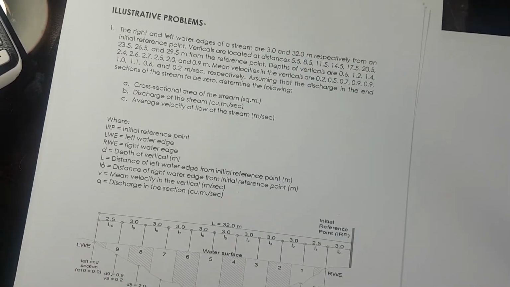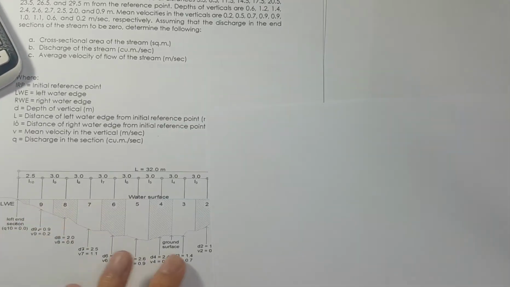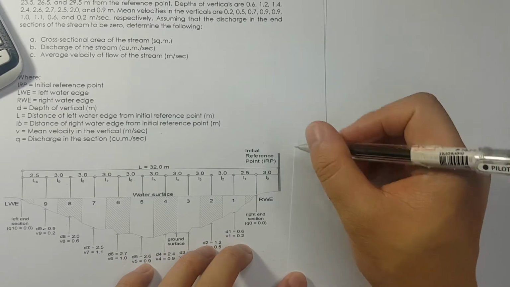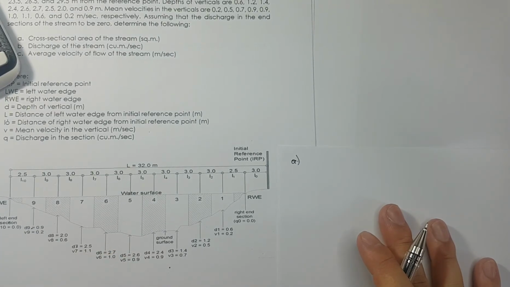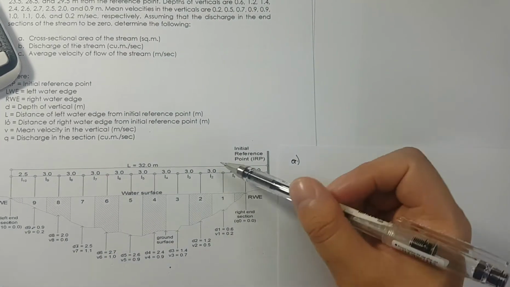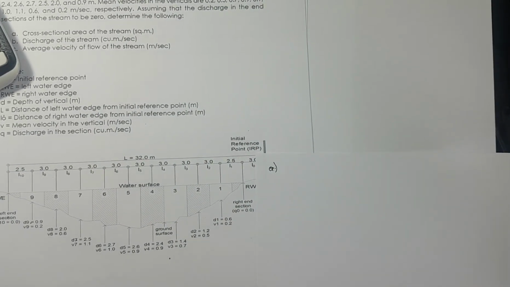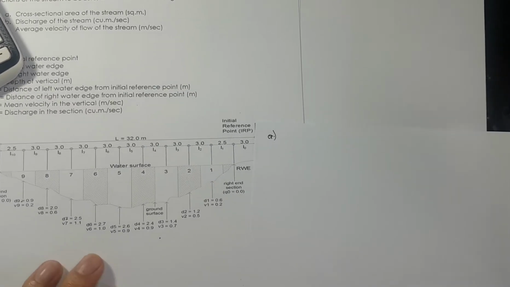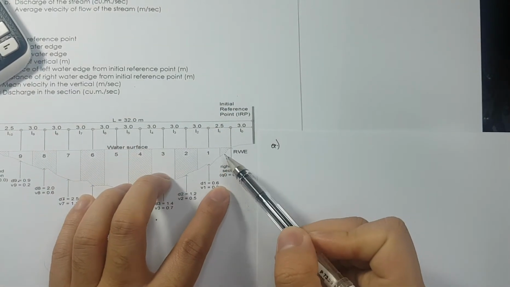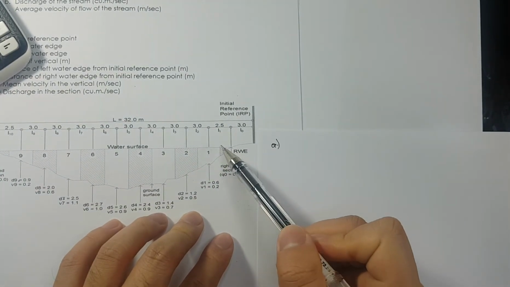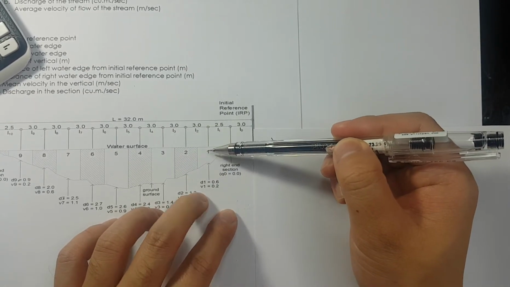For the first one, we need to determine first the cross-sectional area. For this one, we are going to consider it as if it is a trapezoid. In getting the area, it would be half of 2.5, because our section 1 starts here, plus half of 3, times the depth.